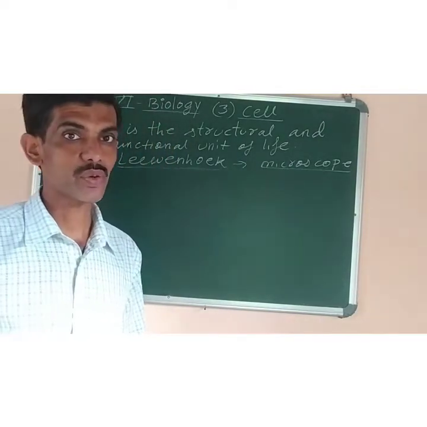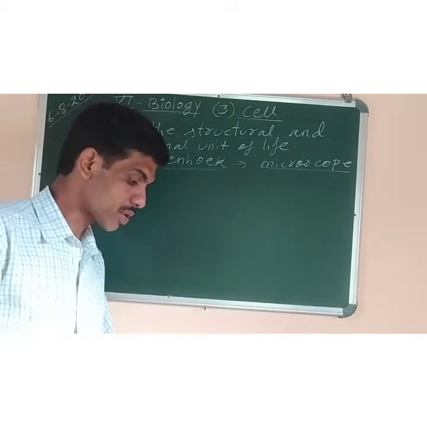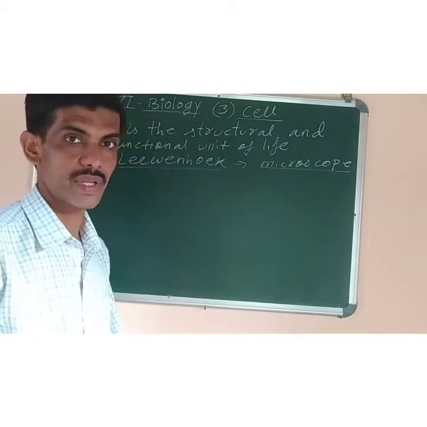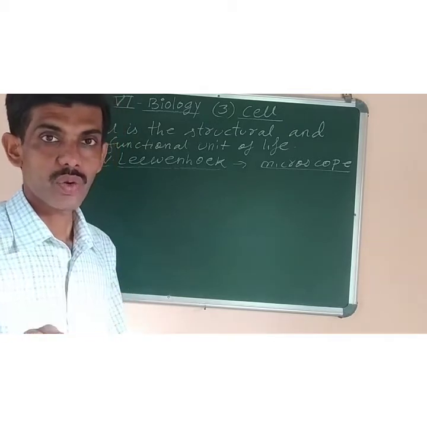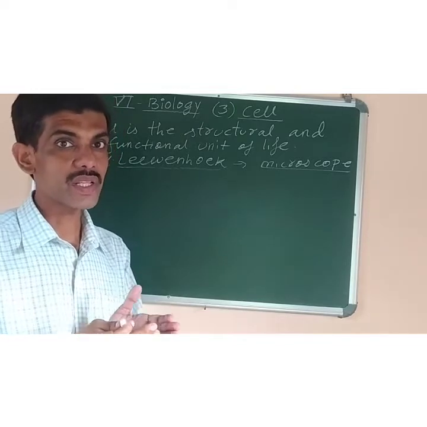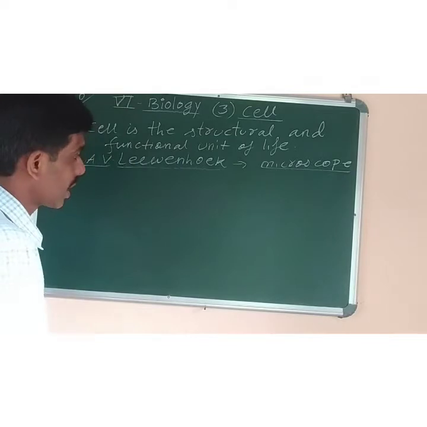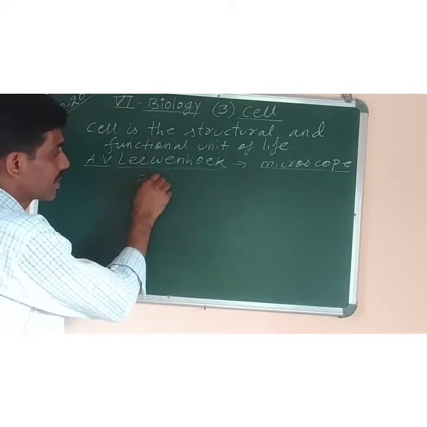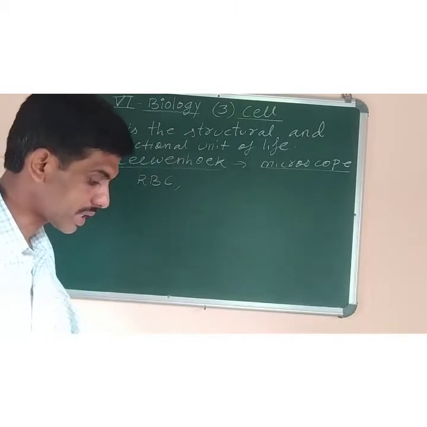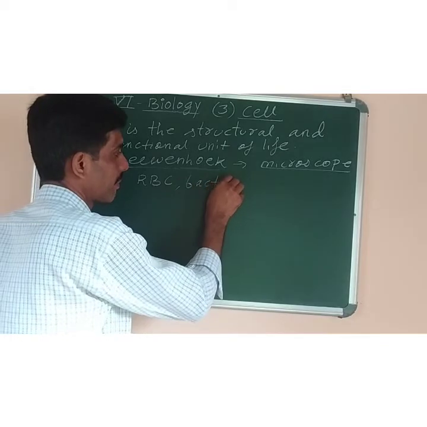So he was the first to observe the living cells, and he developed microscope with the help of a single biconvex lens. Means a lens which is biconvex means it is bulging on both sides. Through his microscope he could see the RBC. RBC, you know, it is a part of blood, red blood cells. He could also see the muscle cells and the cells of bacteria.